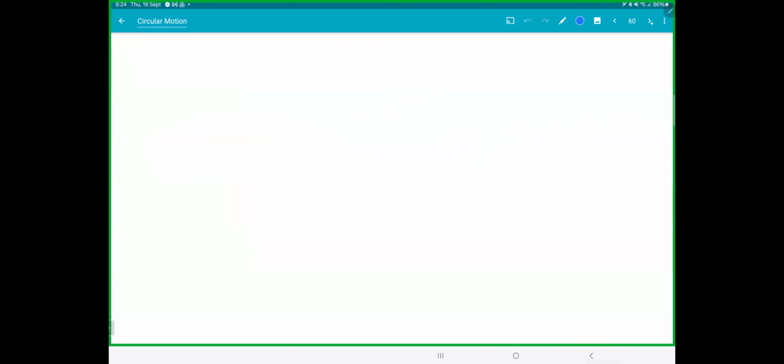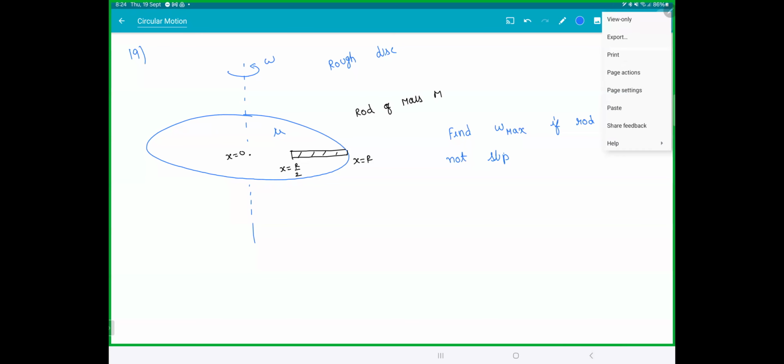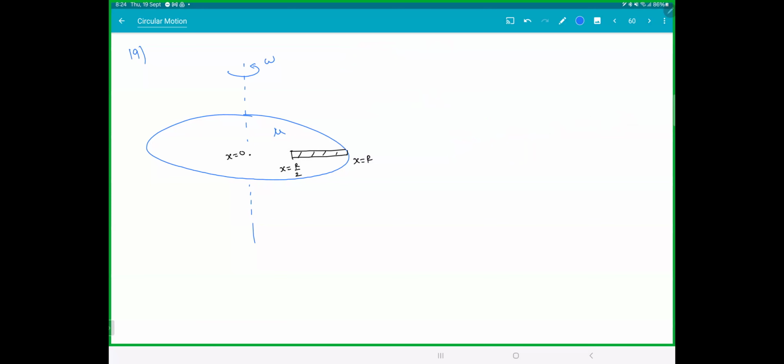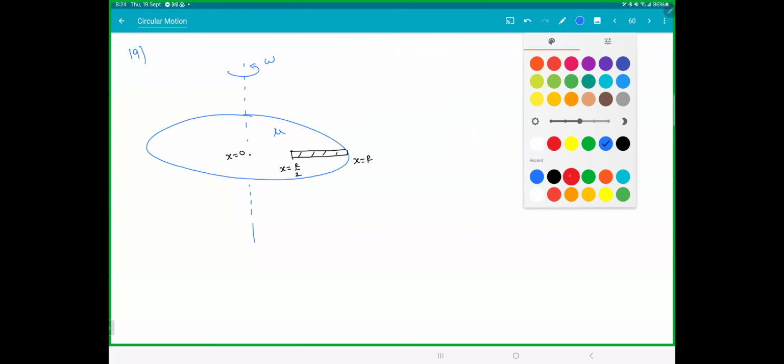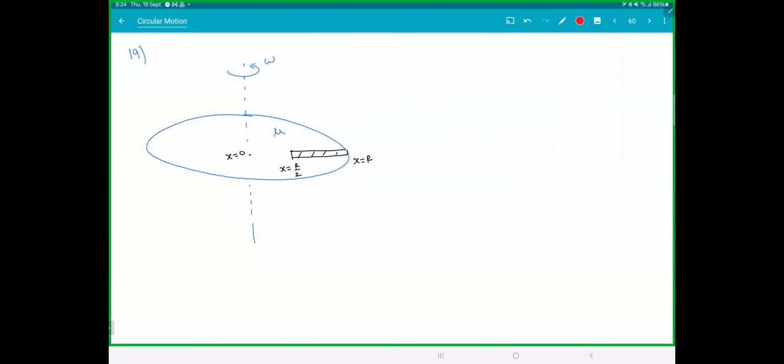Okay. Let's try to understand what is happening here. On this disk, when it's rotating, there are two things happening. At every point here, there is a centrifugal force pushing, isn't it? dm omega square r. At the same time, you also have frictions which are fighting back. df. Make sense? So you have both of them.